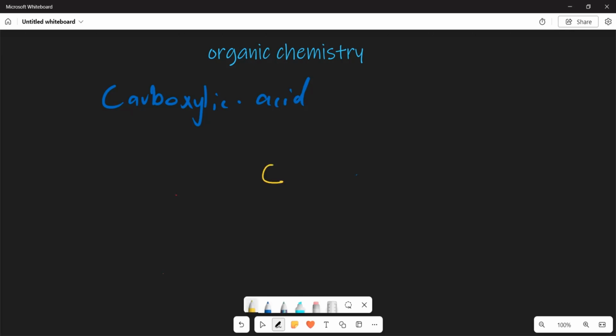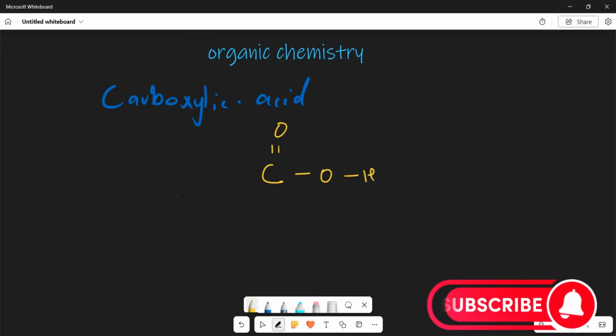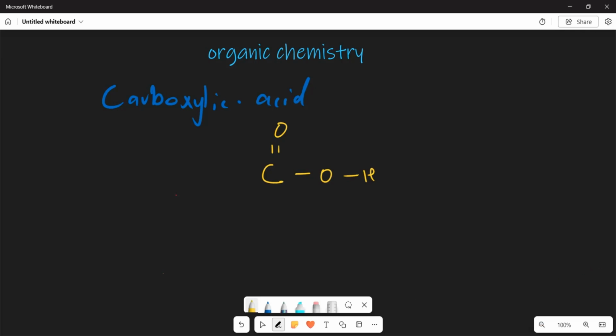It's given by C, which is bonded with a double O. Then this is going to be bonded with an O, and this is going to be bonded with an H. And what is significant about this? Look at this particular OH here. This OH is the one that is coming from our hydroxyl.